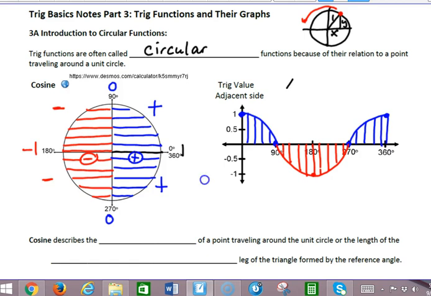The x values on this graph are angles. We see the angles on the x-axis. The y-axis represents the trig value, in this case the cosine value at each angle.